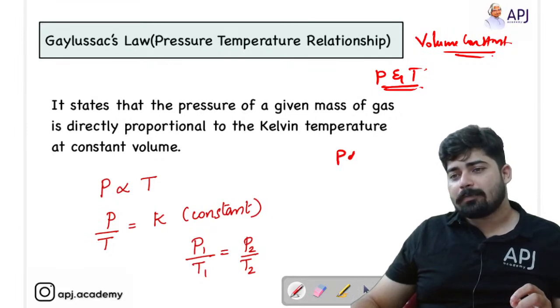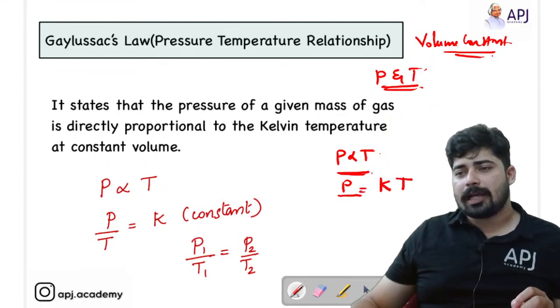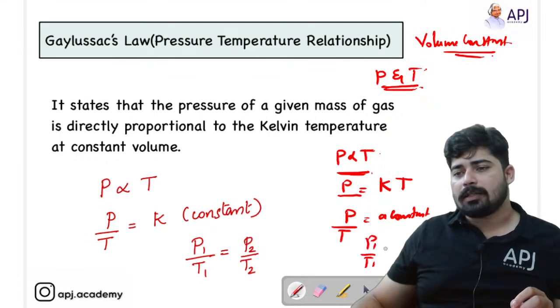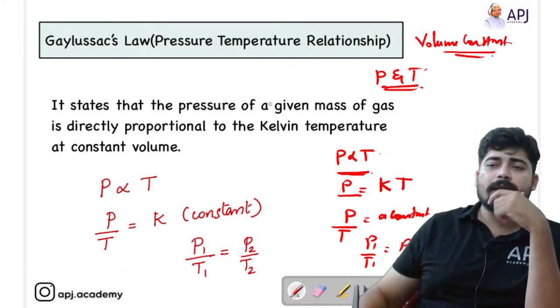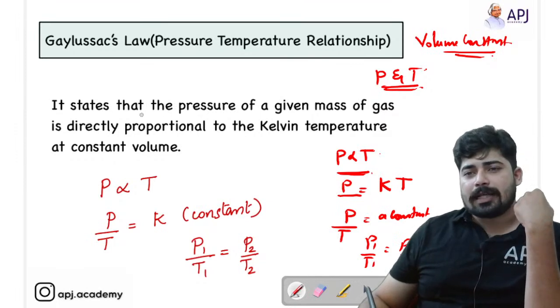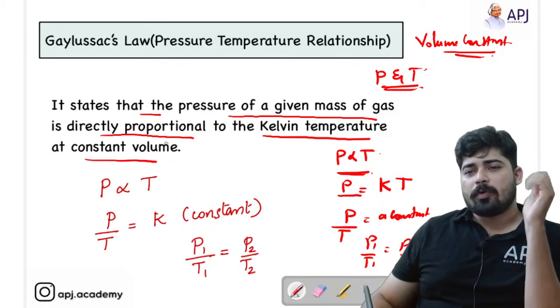As you increase the pressure, the temperature of the gas increases. That means pressure is directly proportional to temperature, and pressure is equal to a constant K into T, that is P by T equal to a constant. So P by T equal to a constant means P1 by T1 is equal to P2 by T2. This is all about Gay-Lussac's law. So let's read the statement here. It states that the pressure of a given mass of gas is directly proportional to the Kelvin temperature at constant volume.